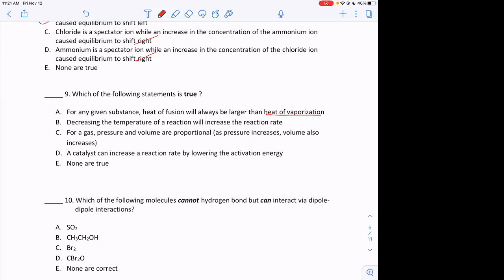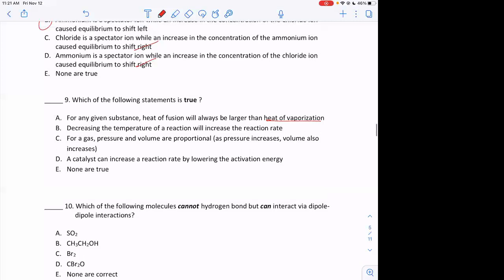Okay, C, for a gas, pressure and volume are proportional. Pressure increases, volume also increases. I try to set you guys up. I promise I try to set you guys up for success if you answer your previous questions correctly. We just worked a Boyle's Law problem, number 7.